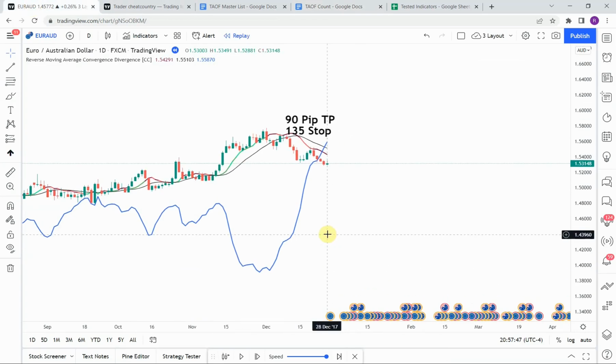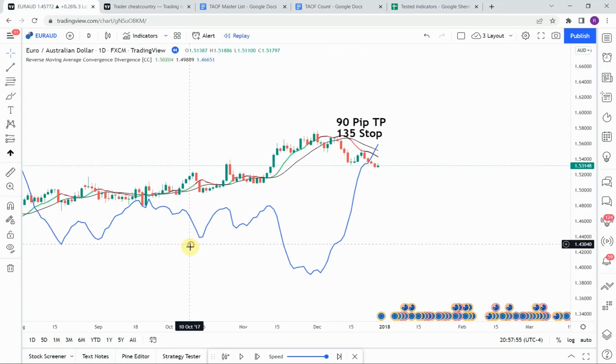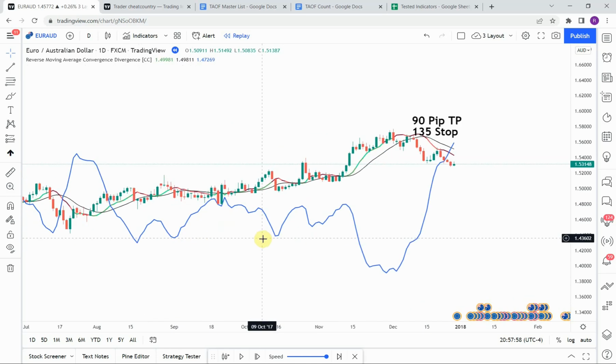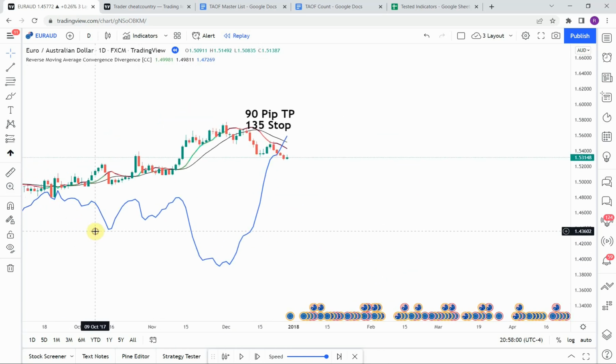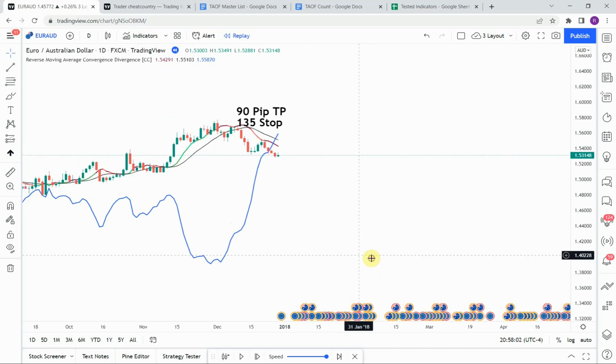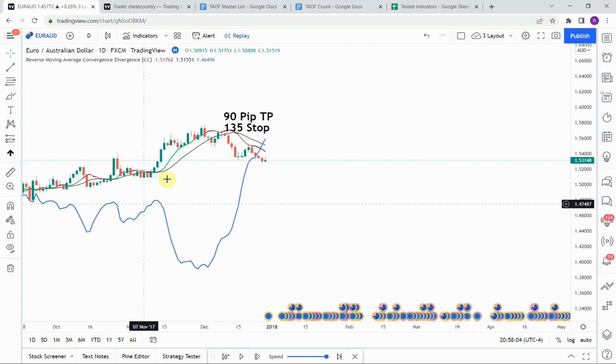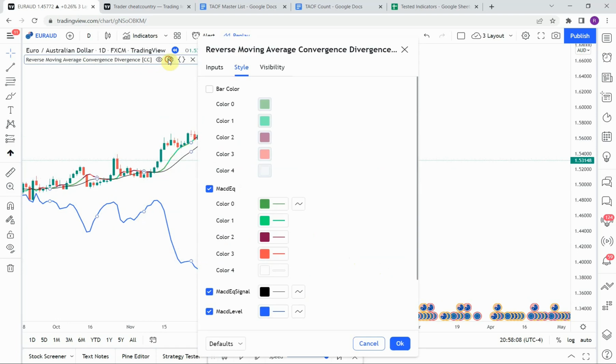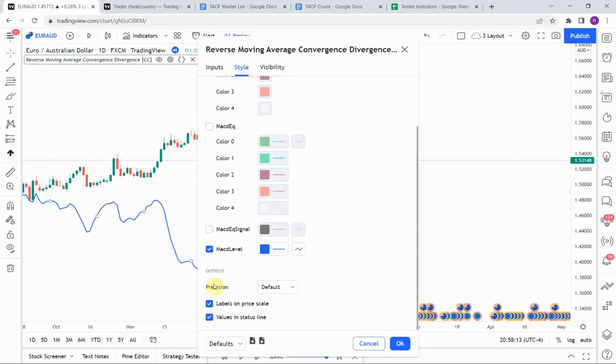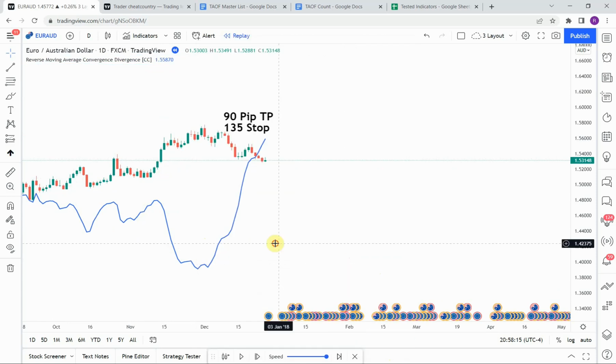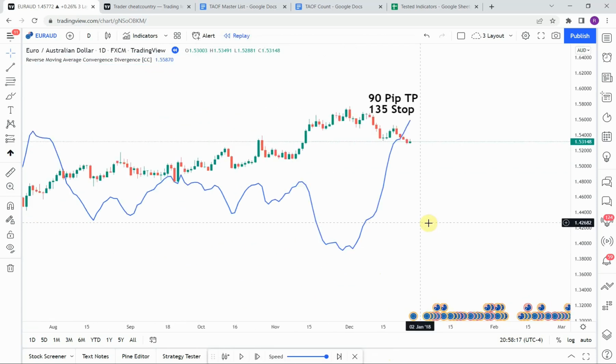Alright, so today's indicator is the reverse moving average convergence divergence indicator, and you can see it here on screen. There are a few different moving parts to this, but I think we'll test this in a few different ways. The first way that we're going to test it is simply this blue line right here. And so I'm going to go in and turn that off and leave that just like so.